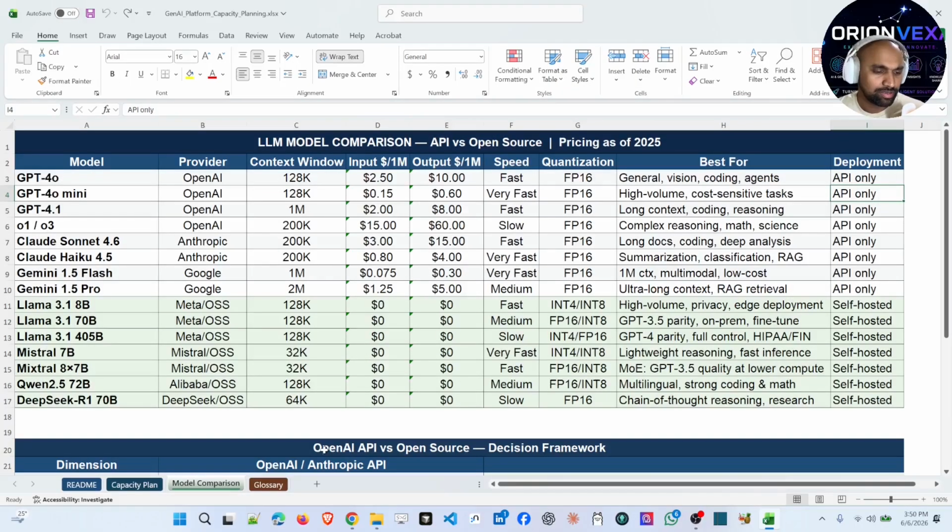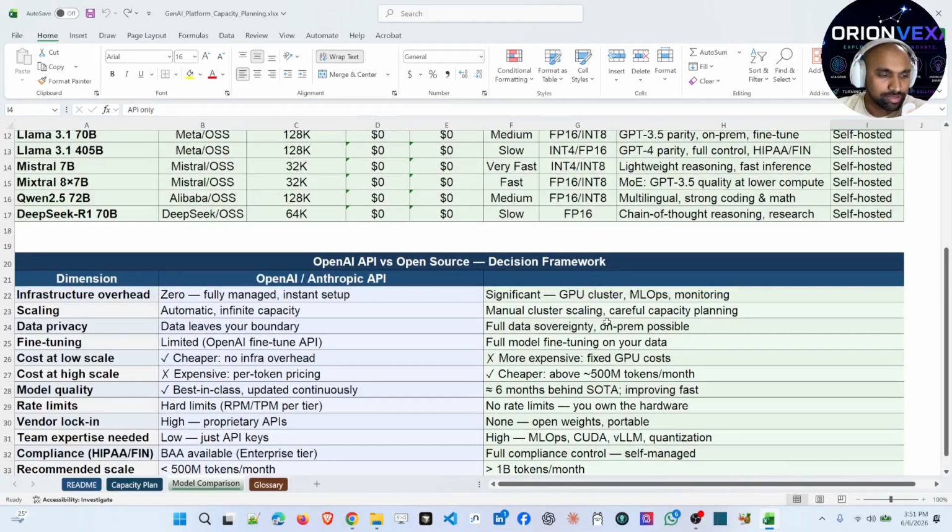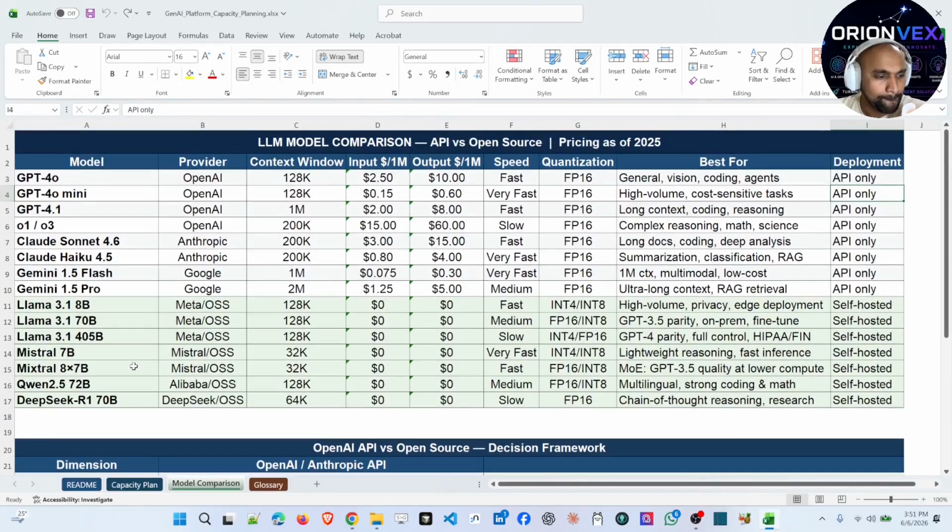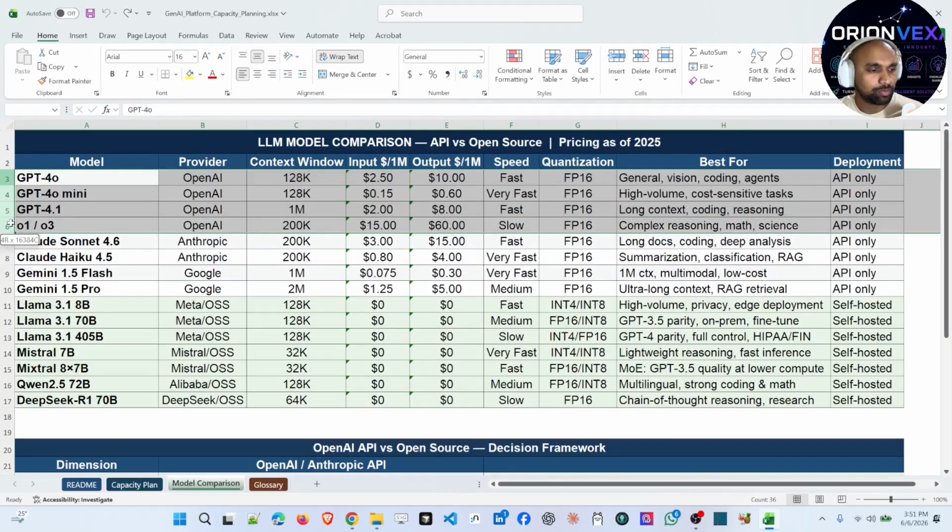Let's go ahead and see a few model comparisons. Okay, LLM model comparison, API versus open source pricing as of 2025. I have collected these details from OpenAI and Claude chat models. Initially, there are models GPT-4o, GPT-4o mini, GPT-4.1, and O1, O3. These are all from OpenAI. Context window sizes: 4o and 4o mini is 128K. GPT-4.1 context window is 1 million. O3 and O1 is around 200K.